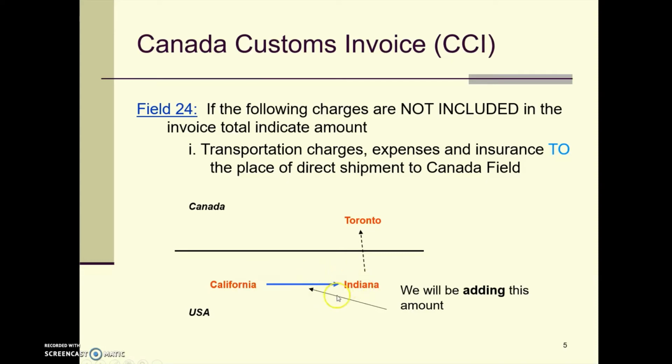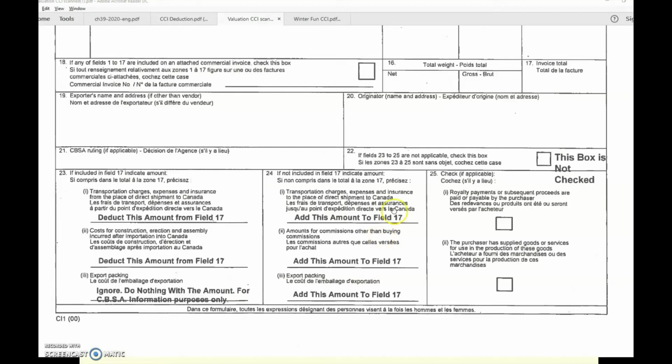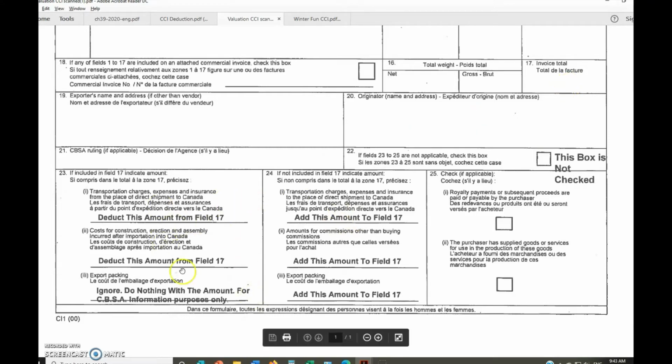Now this is very rare. The reason it's rare is that if you're selling these goods to someone in Toronto, you want to make sure you have all your costs included. Most of the time that cost is included in this field. But occasionally you might see something in field 24I. If you do, we have to add this amount to field 17 before we do the B3, by the way. These things we do while we're doing the B3, before we calculate the duties and taxes.